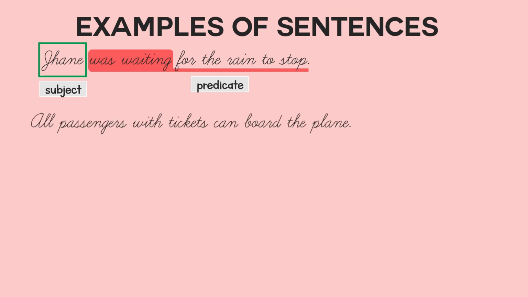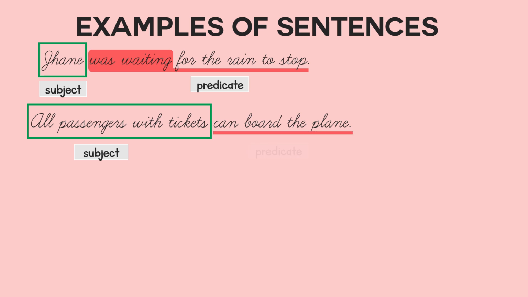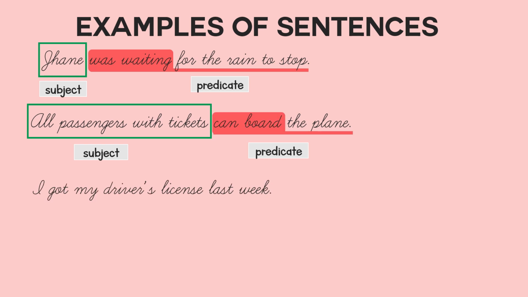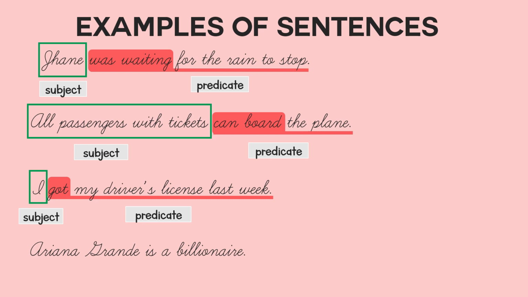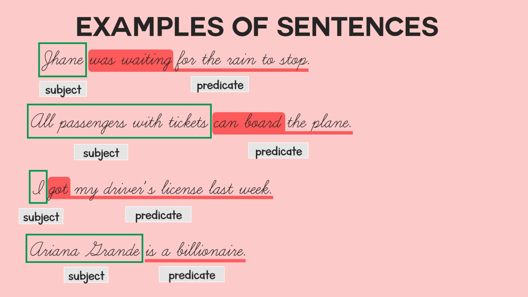Next, all passengers with tickets can board the plane. What is the subject? The subject is all passengers with tickets, and the predicate, can board the plane. Next, I got my driver's license last week. The subject is I, and the entire predicate is got my driver's license last week. The verb here is got. Last example, Ariana Grande is a billionaire. The subject is Ariana Grande, and the predicate is a billionaire. What is the verb in the predicate? It is, which functions as a linking verb in this sentence.